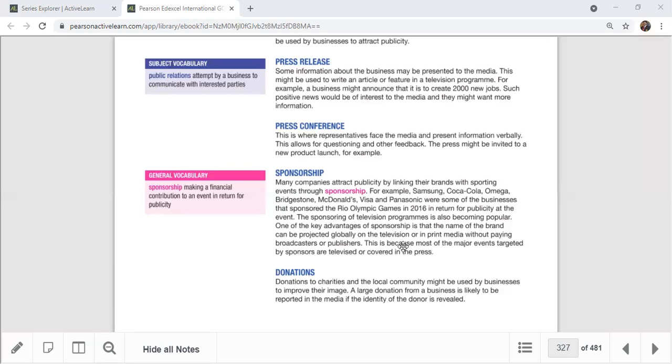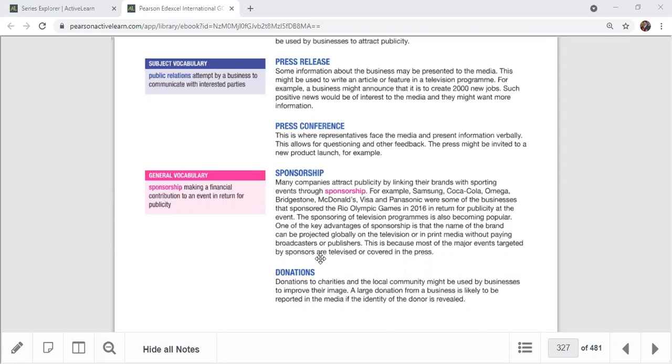Basketball games are the same. So many sponsorships are there, worth millions. They are spending a lot of money on these games, and the key sponsoring television programs also become popular. One key advantage of sponsoring is that the name of the brand can be projected globally on television or in the print media without paying broadcasters or publishers.